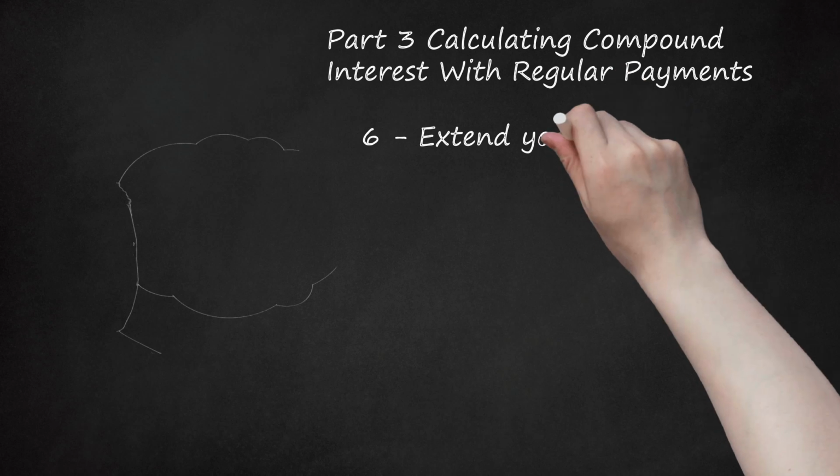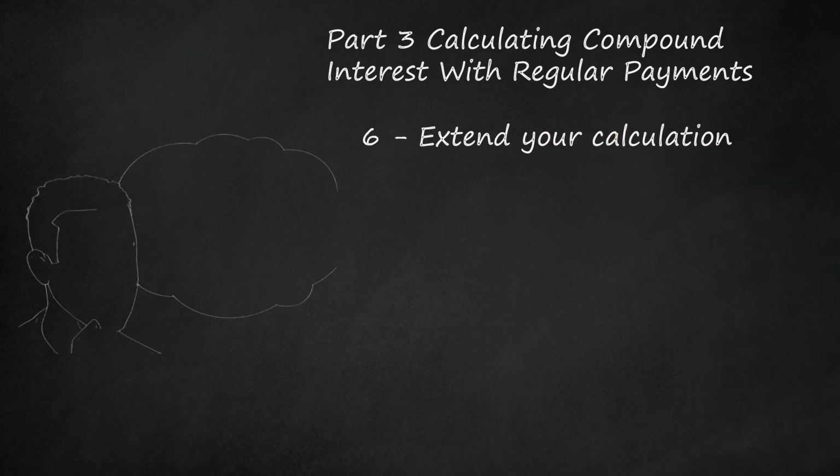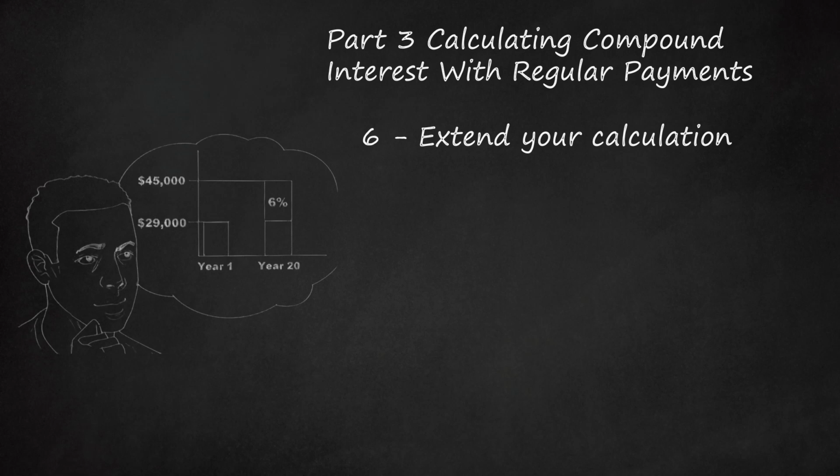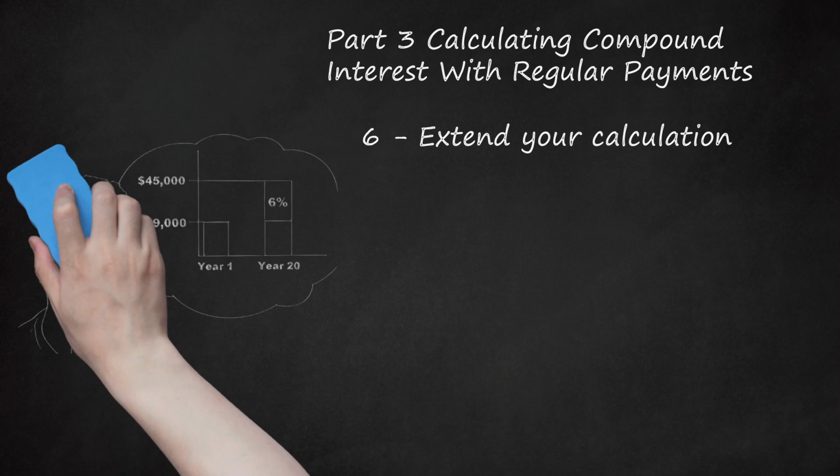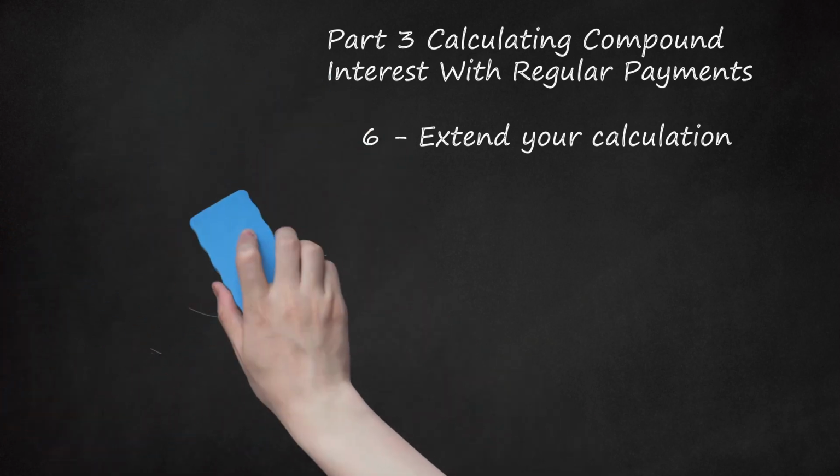6. Extend your calculation. To really see the benefit of compound interest, imagine that you continue adding money monthly to the same account for 20 years instead of 2. In this case, your future value would be about $45,000, even though you will have only contributed $29,000, meaning that you will have earned $16,000 in interest.